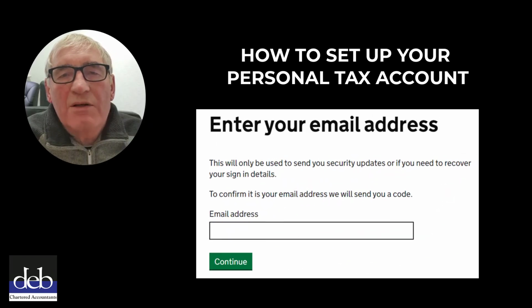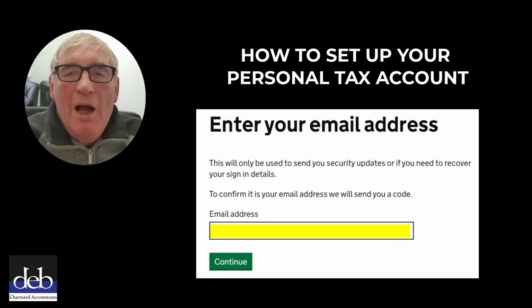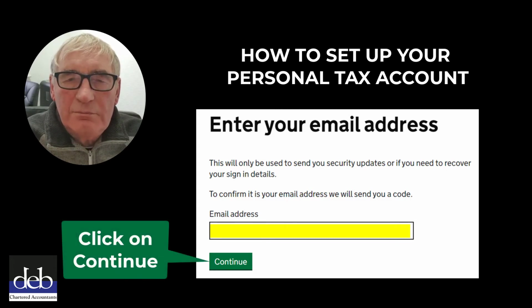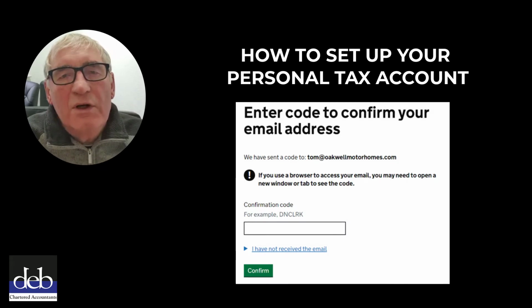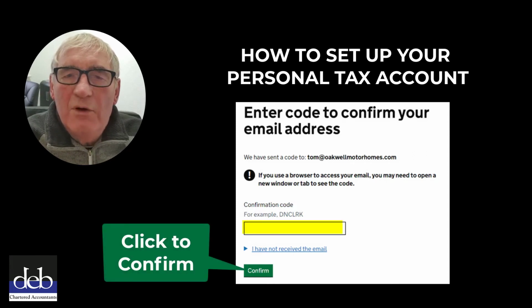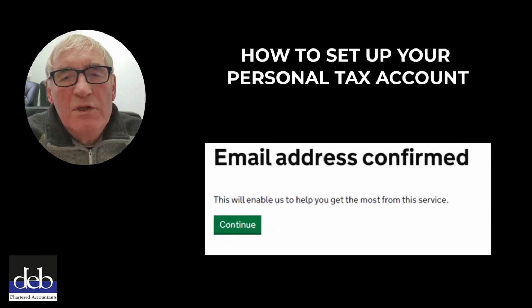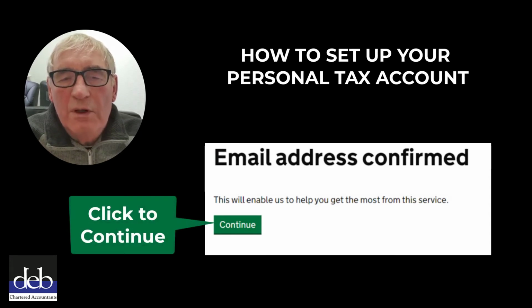On the next screen, you'll be asked to enter your email address. I think you're best choosing one that you can access on your mobile phone. Then click on Continue. HMRC will respond by sending a 6-letter code to your email address. Enter the code that they send you into the box provided and then click here to confirm your email address to HMRC. HMRC then respond by acknowledging that your email address has been confirmed. Click on Continue to move on.